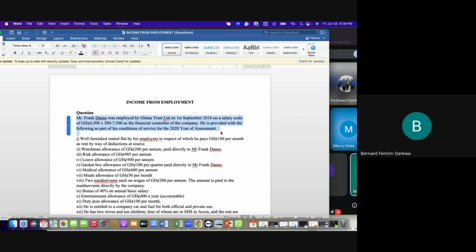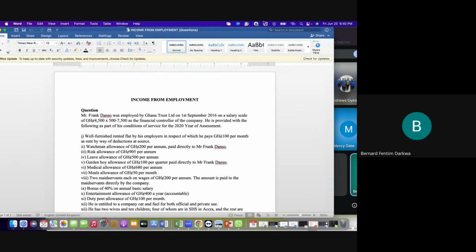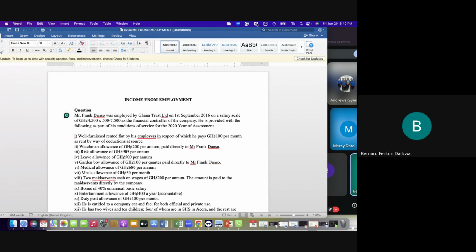When you get a question, by all means, calculate it yourself. The person was employed on 1st September. Use the idea that we used last week: first this, then you increase it, anniversary salary, 12 months. So calculate the basic salary for me, everybody. After 5 minutes, I'll call somebody, and you tell me your answer. I just want the basic salary, because that's the first thing you have to do. Don't forget we are in 2020. We are looking for the 2020 year of assessment, so you have to do up to 2021.